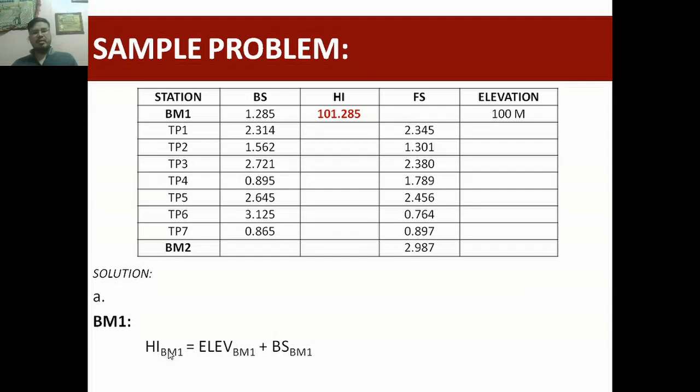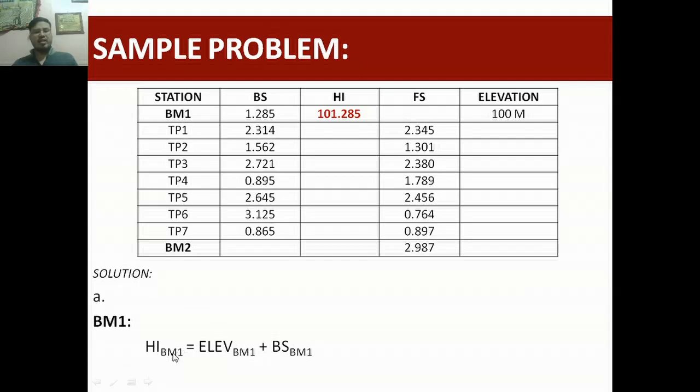Height of instrument at benchmark 1 is equal to elevation of benchmark 1 plus backside of benchmark 1. Hopefully you understood how I illustrated it. So height of instrument of benchmark 1 is equal to elevation of benchmark 1 plus backside of benchmark 1.